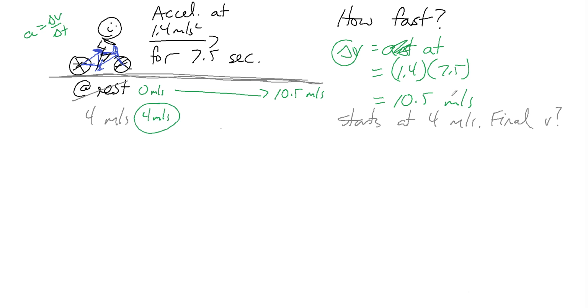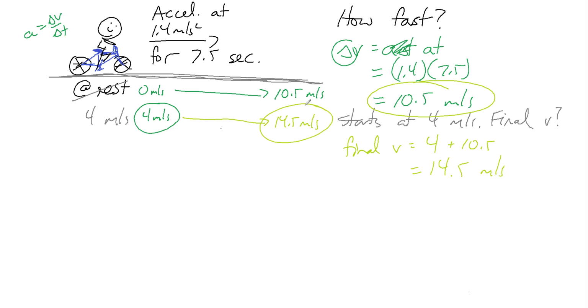But the change in v would still be 10.5. Same acceleration, same time, no problem there. The change in v would still be 10.5. But the final v would not be 10.5 because he's starting at 4, and then it changed by 10.5. So to get the new speed, I would have to add those two together. So the final speed would be the 4 that he started with plus the 10.5, which of course gives you 14.5 meters per second. So he would have sped up and ended up at 14.5 meters per second.